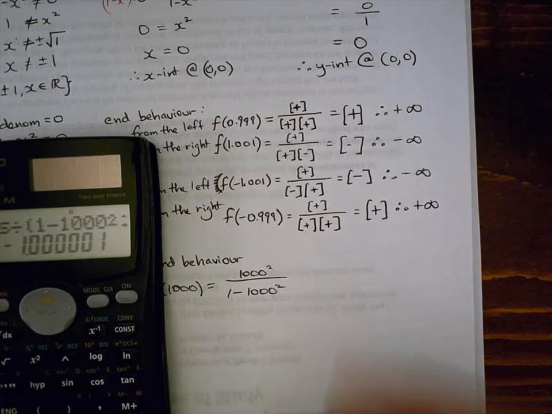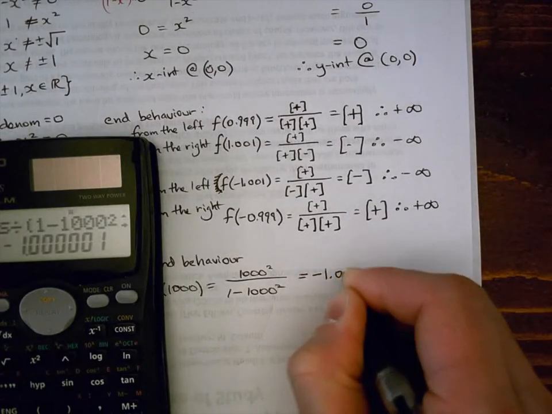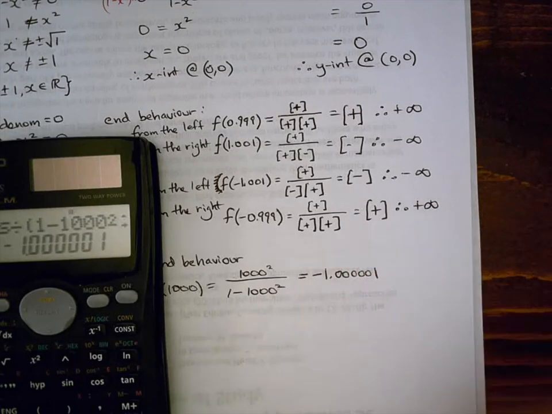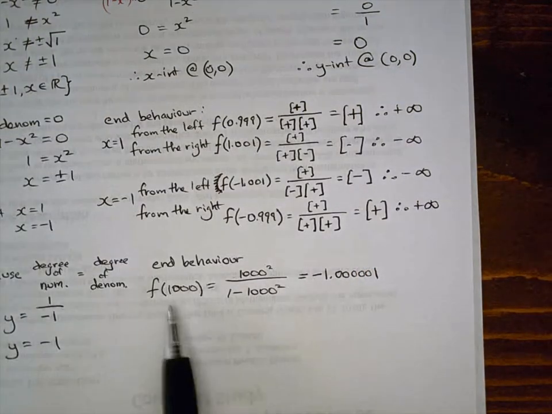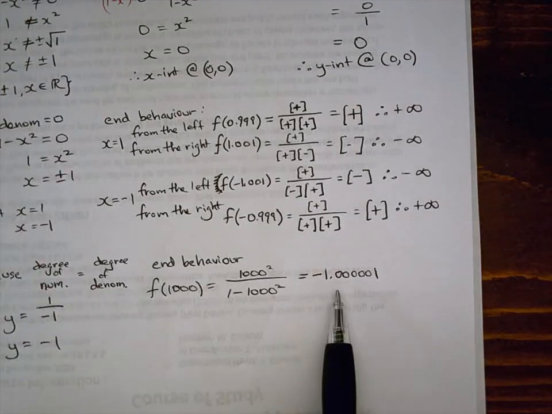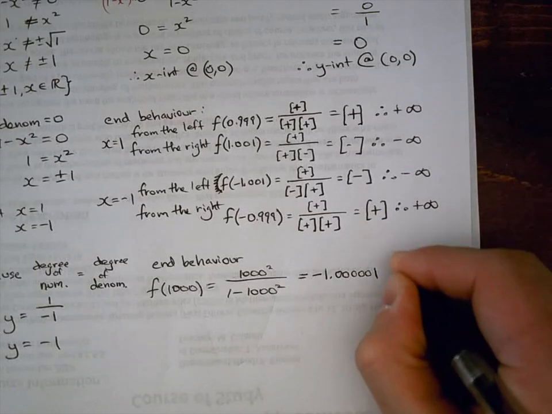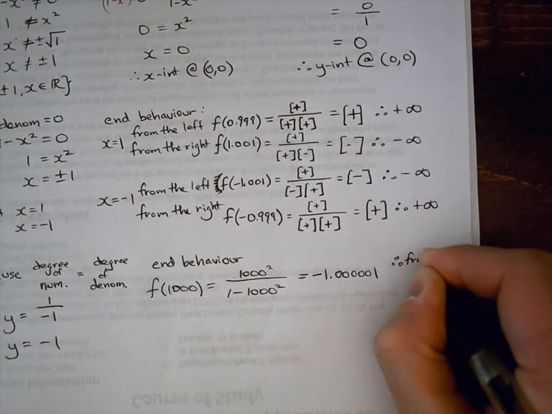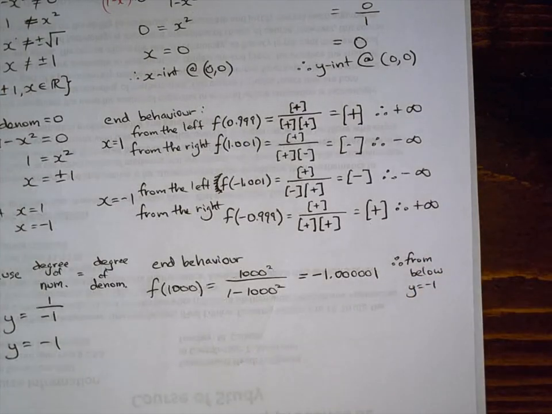And I get -1.000001. So that means that as you get very, very far along the x-axis, the y value of the function is just below this asymptote. So therefore, from below, y equals -1.